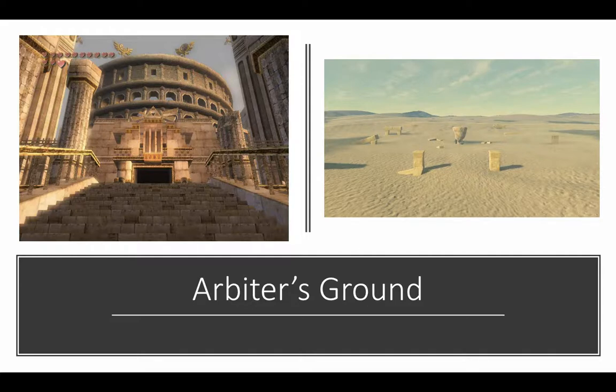That would be there over the course of time. So it's really difficult to say how Arbiter's Grounds got bare. But this is some of the evidence that should go in the child timeline.